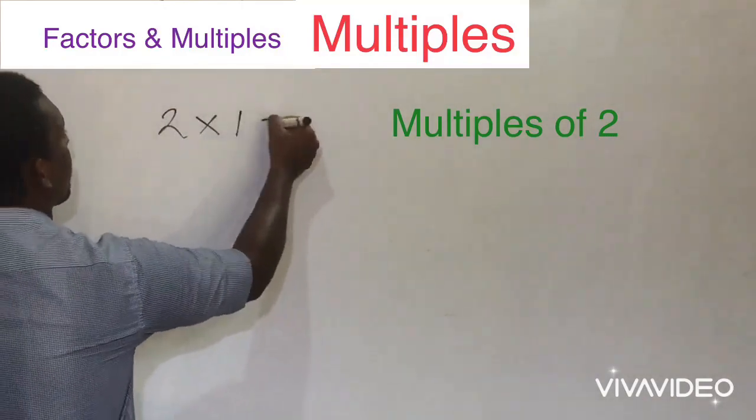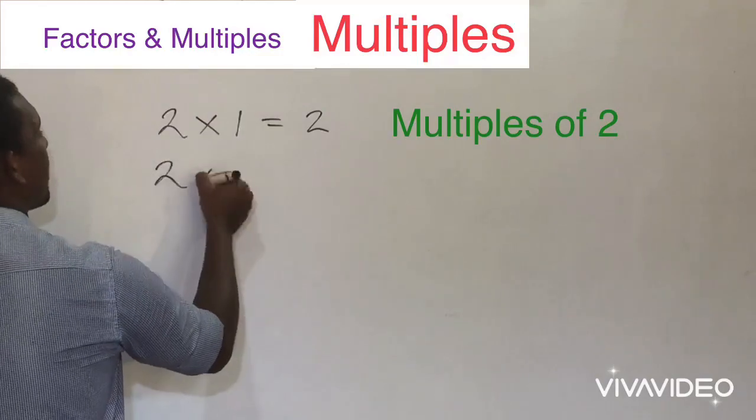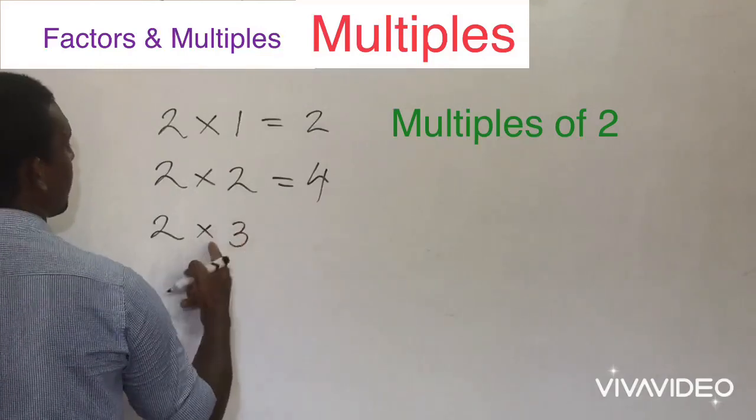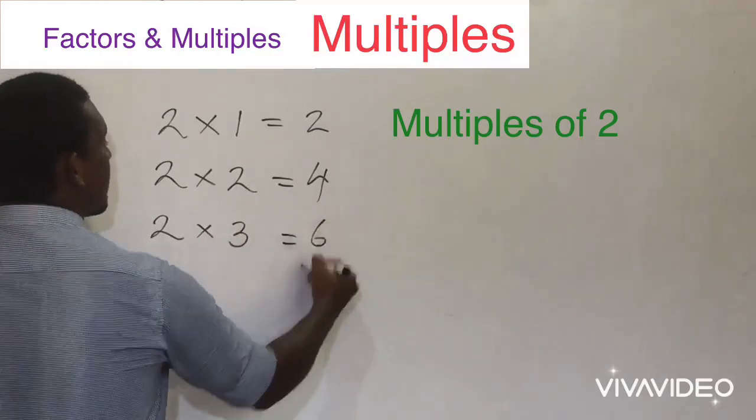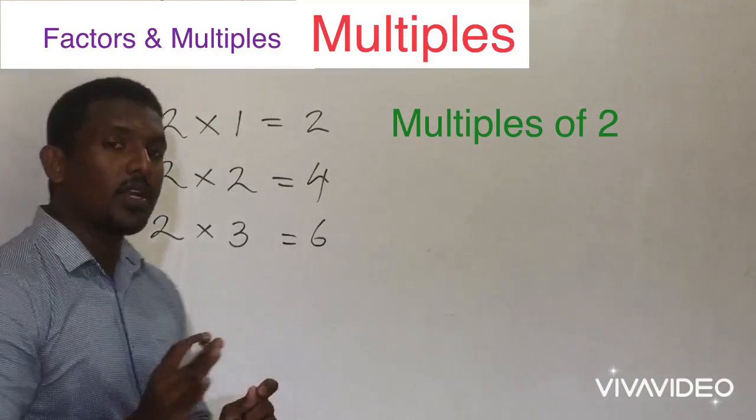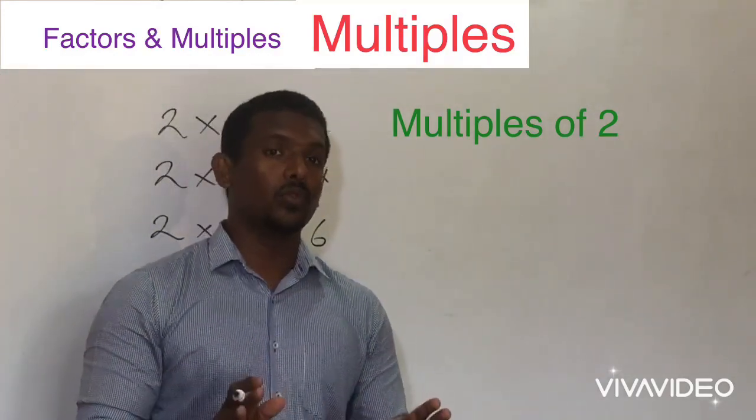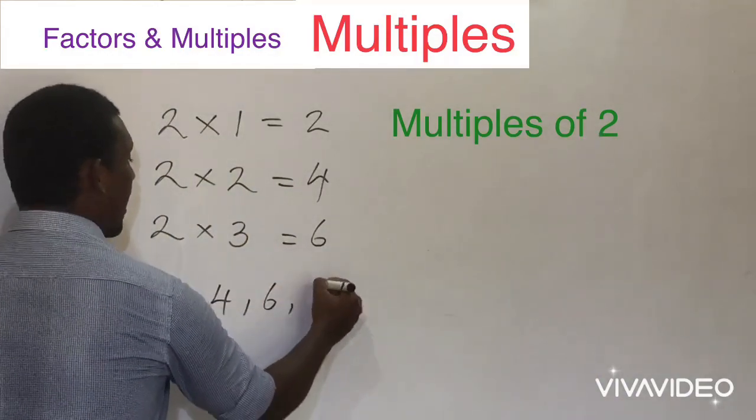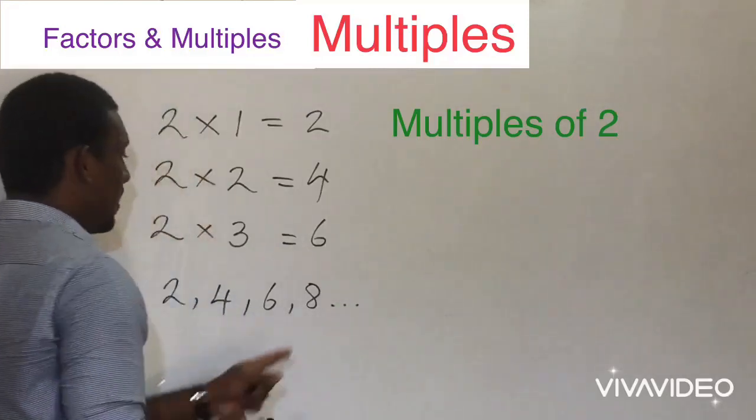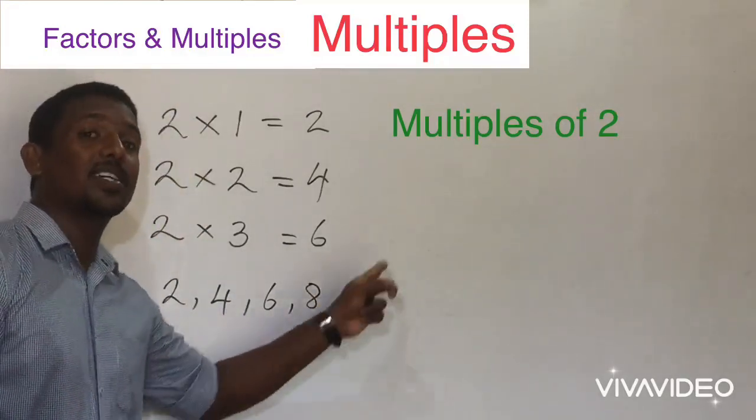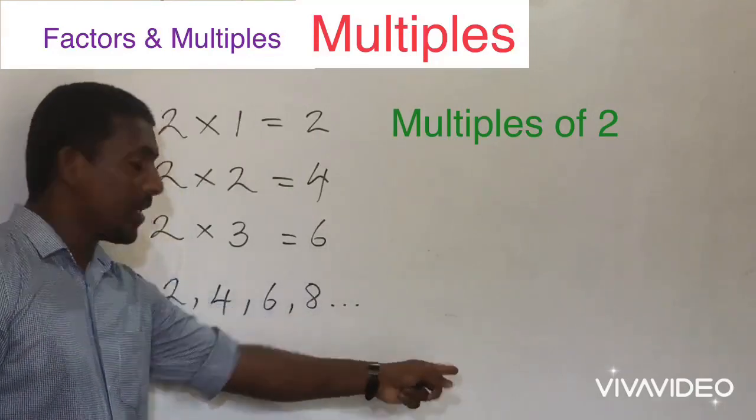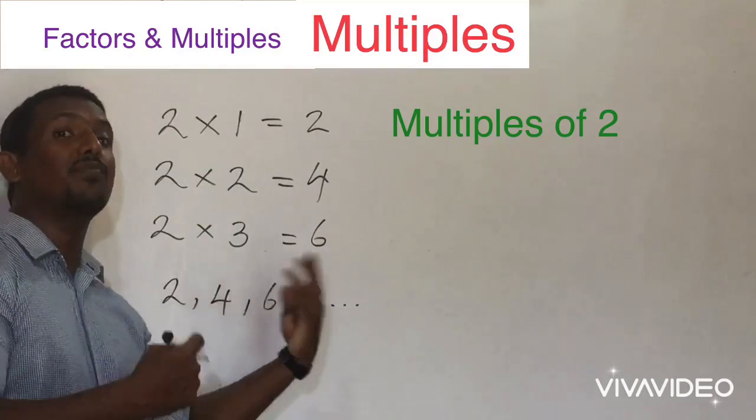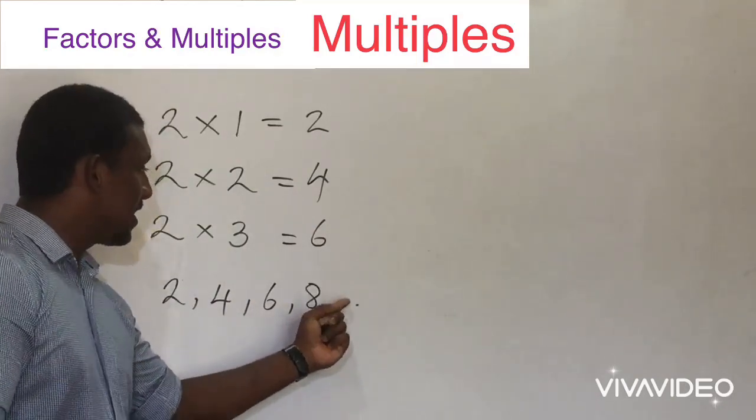The first multiple of 2 is 2, 2 multiplied by 1. The second multiple of 2 is 2 into 2, 4. The third multiple of 2 is 2 into 3, 6. Right? Now, if someone asks you to write the multiples of 2, you can write the answer 2, 4, 6 and 8 and put 3 dots. It means the pattern can be continued further. Right? These are the multiples of 2 beginning from 2. Right? It is infinite. So that's why we put 3 dots.